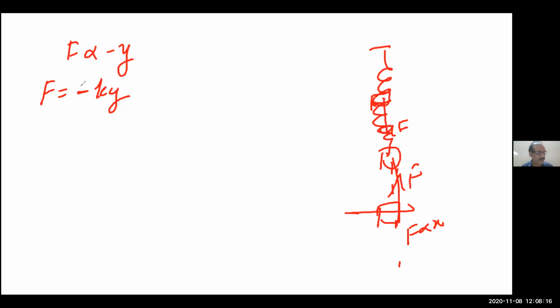The negative sign indicates that the restoring force is always towards the mean position and opposite to the displacement. Sir, can you repeat it again? The negative sign indicates that the restoring force is always towards the mean position and opposite to the displacement.